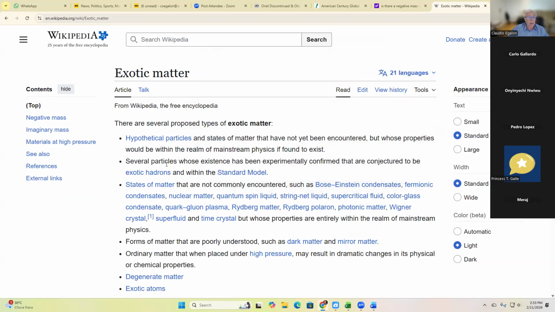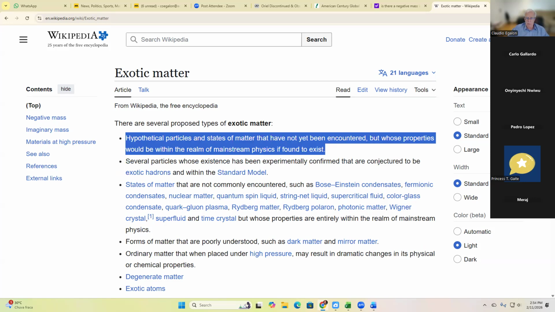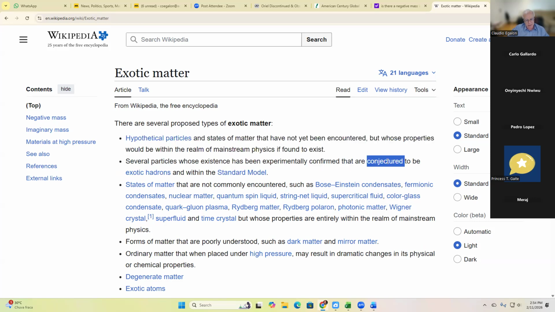standard model. Okay, so it looks like they have encountered experimentally. It looks like it has been experimentally confirmed, right? So this bullet here is in conflict with the other bullet. Several particles whose existence has been experimentally confirmed that are conjectured. Okay, that's the important word here. Conjectured.